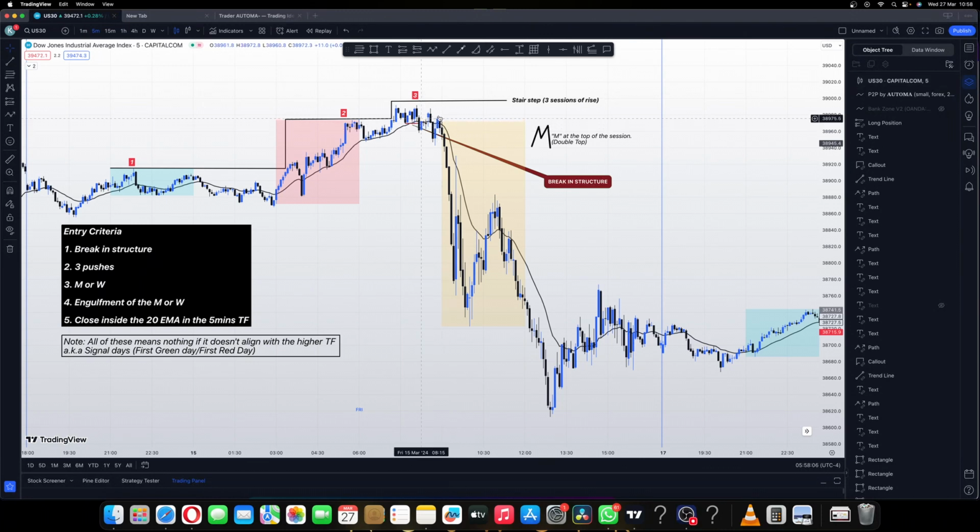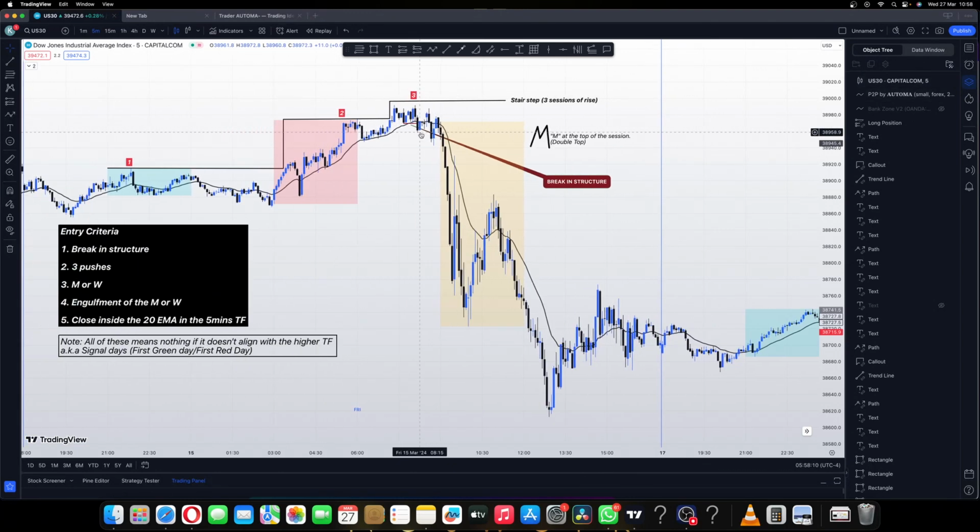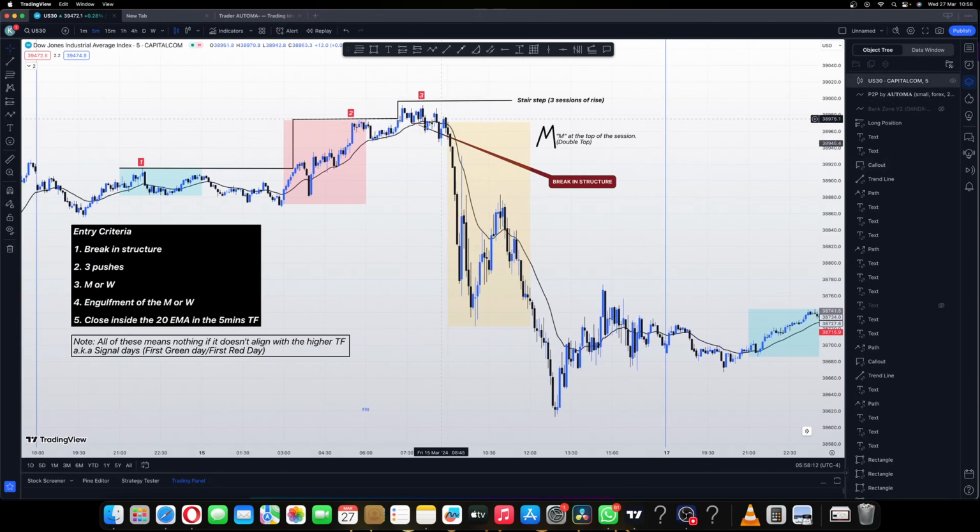So the 3 pushes in the 1 minute is clearer, but I just want this tutorial to happen in this 5 minutes. Then in the 5 minutes, there's a close inside the 20 EMA, and then from there we enter. There's a pullback here. We enter, and then as usual, let's say you want to enter in the beginning of the session here, as the session starts, close back into the 20 EMA, and you enter at that point.